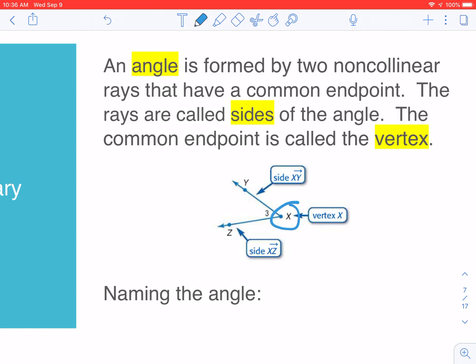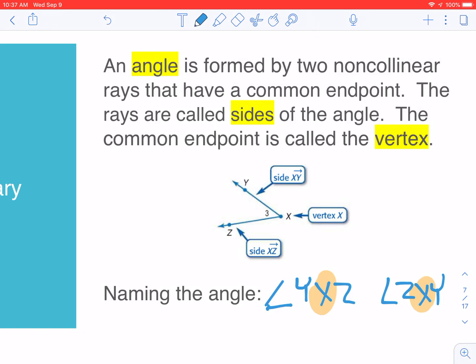We're going to name the angle. This is important, and you're going to do this on your homework. But we're going to name this angle. In this picture, there are 4 ways to name the angle. We can name it angle, that's the symbol for angle, Y, X, Z. Angle Z, X, Y. You'll notice that X is always in the middle. The vertex is always in the middle when you name an angle.